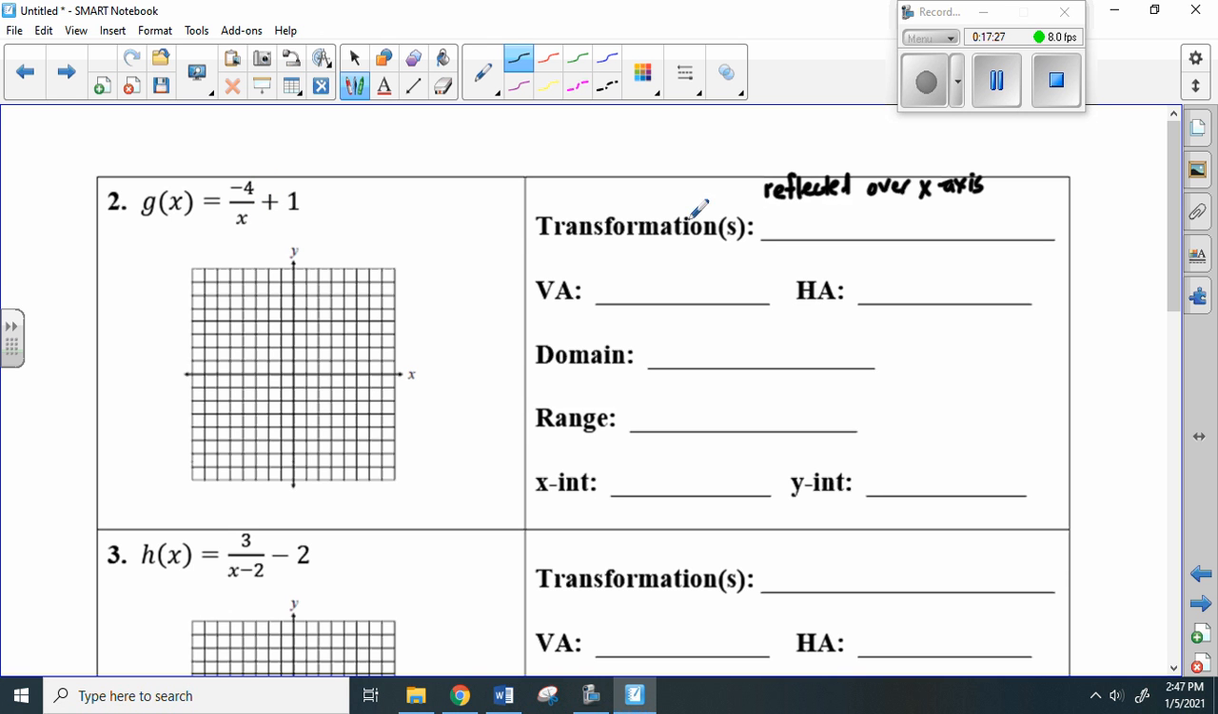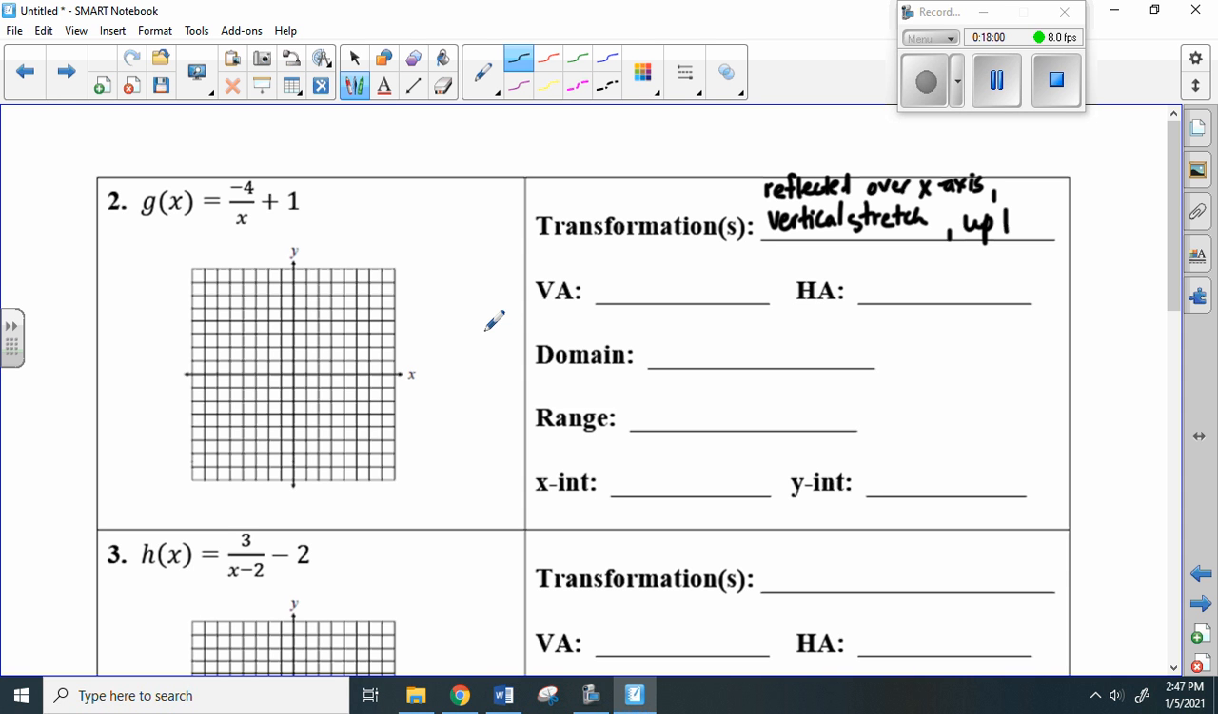Well, that's bigger than 1, so that means we have a vertical stretch. And then I look at my x, and there's nothing added or subtracted to it, so I'm not going to shift right or left, but I have a +1 after the whole fraction, and that means I'm going to shift up 1.